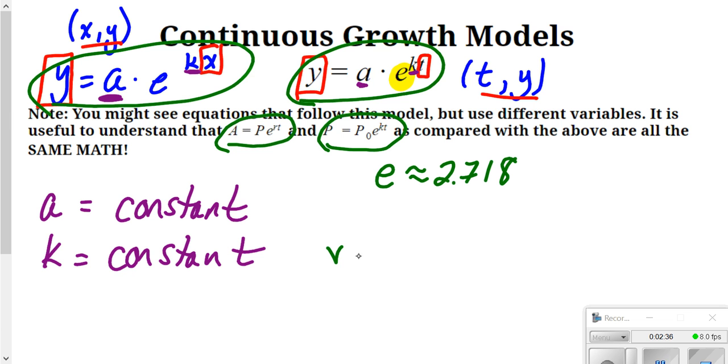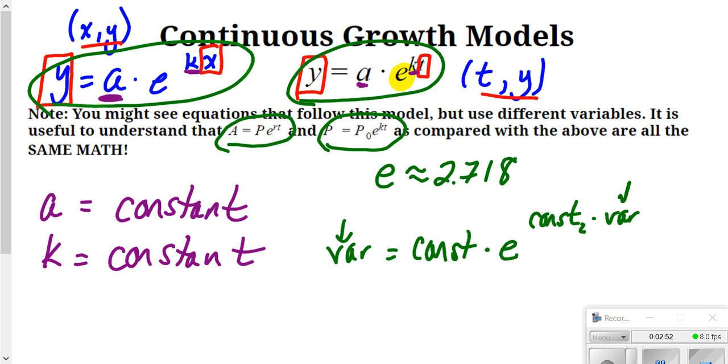If you have a variable equal to a constant times e to a different constant, which I'll call constant number 2, times your independent variable, it's the same thing. So do not get bogged down in what letters get used.